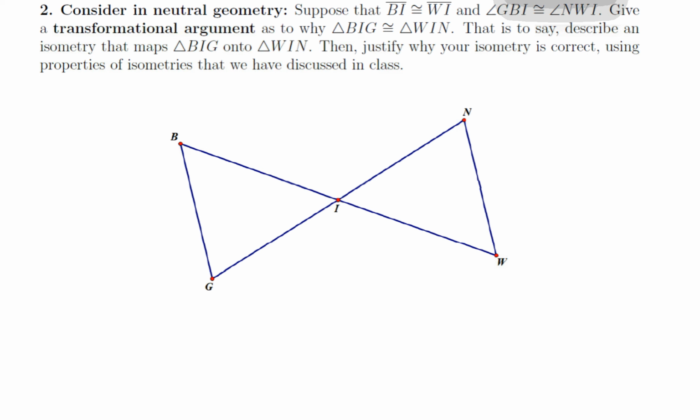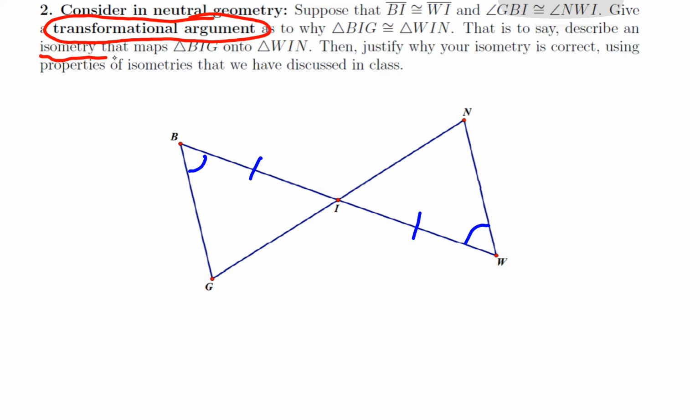All right, so I'll record the second of two videos that describes a transformational argument why one triangle is congruent to another. In this particular case, we have lines BW and GN crossing at I. We are supposing that BI is congruent to WI, and that angle GBI is congruent to angle NWI. We are looking to give a transformational argument as to why triangle BIG is congruent to triangle WIN.